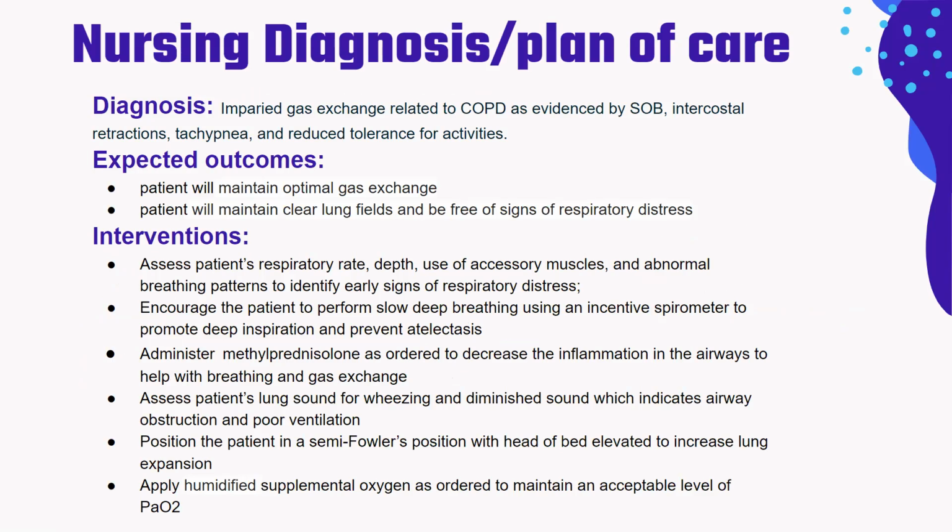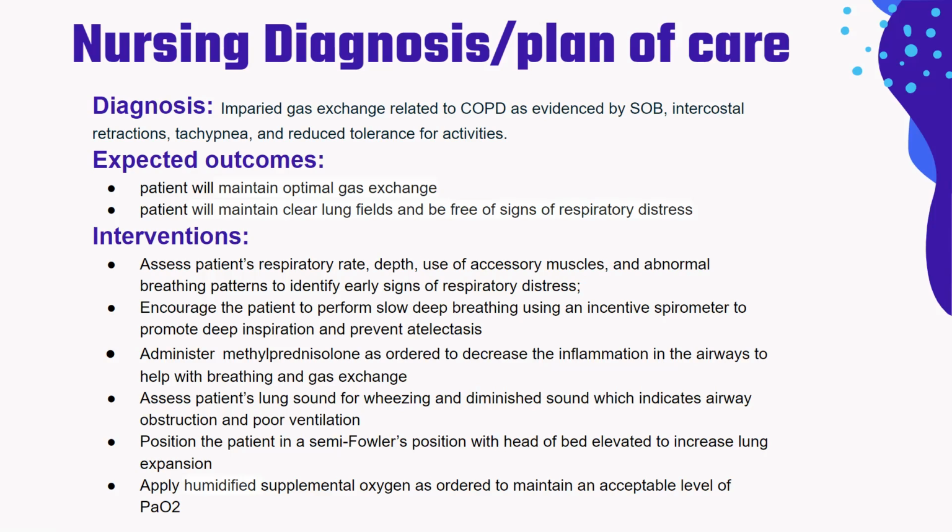Desired outcomes for the patient will be to maintain optimal gas exchange and be free of signs of respiratory distress. Nursing interventions for these two goals are: assess patient's respiratory effort, use of accessory muscles, and abnormal breathing patterns to identify early signs of respiratory distress. Encourage the patient to perform slow, deep breathing using an incentive spirometer as indicated to promote deep inspiration and prevent atelectasis.